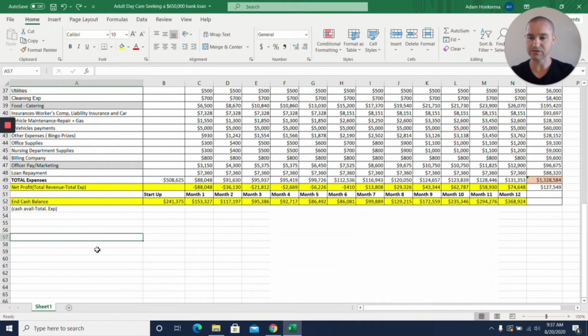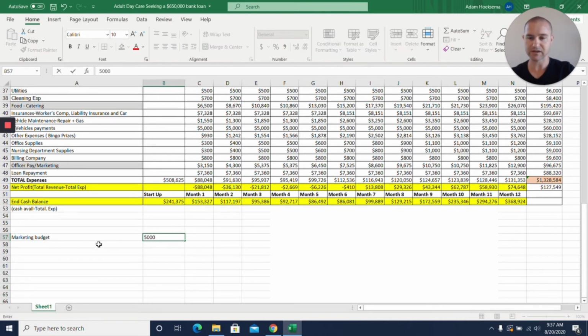Not building it into the whole model, but what you want to do is build it based on an advertising or marketing budget. So let's just say I've got a marketing budget of $5,000, and then the cost to acquire a customer. So what's it cost to acquire a new customer?